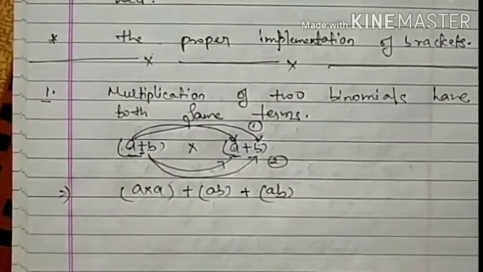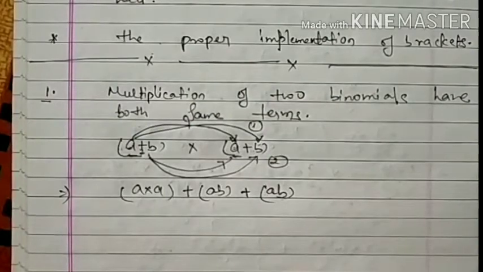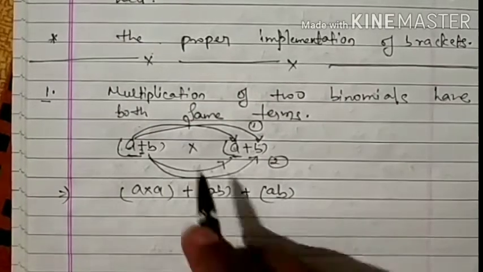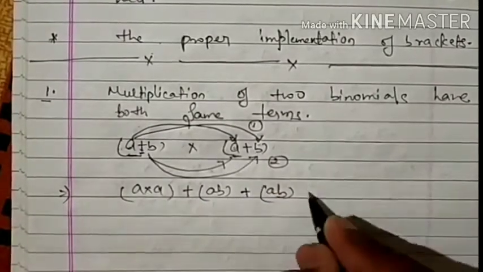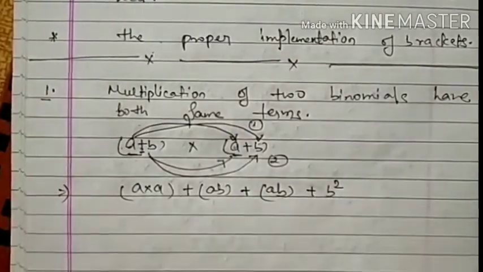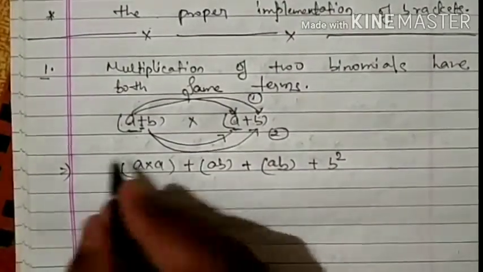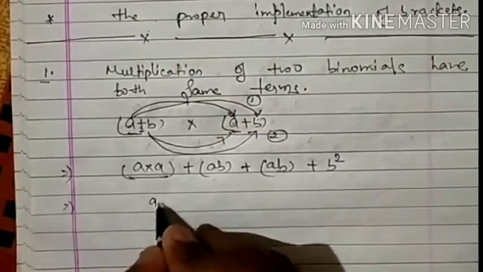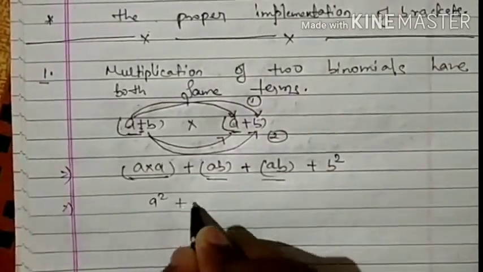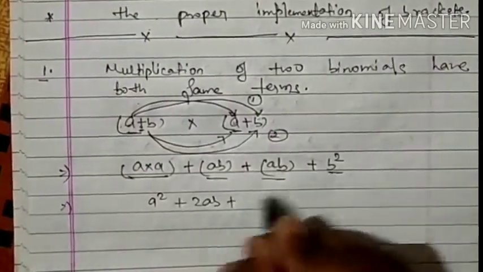as both are cross products, so we can interchange their positions. Plus b multiplied by plus b will be plus b into b, which is b square. So how do we solve it? A into a will be a square, ab plus ab will be 2ab, and plus b square.